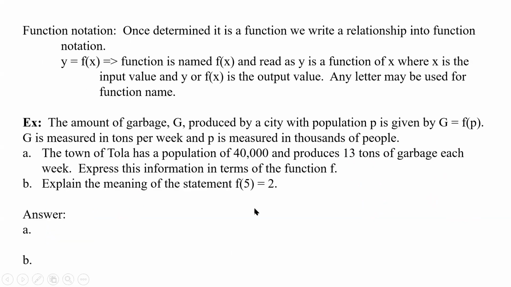Now, function notation. Once it's determined it is a function, we write a relationship into function notation. So if we have a true function, what we're going to do is replace y with f of x. And so the function is named f of x and read as y is a function of x, where x is the input value, and y or f of x is the output value. So again, these two are the same, so these are both outputs, and then our input is that x value there.